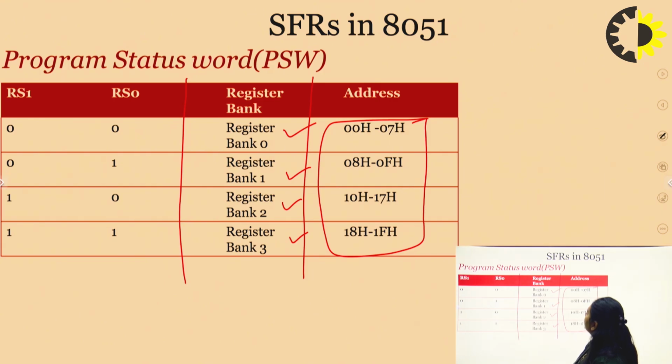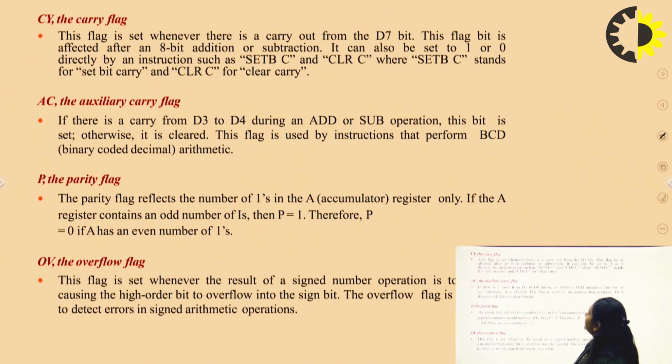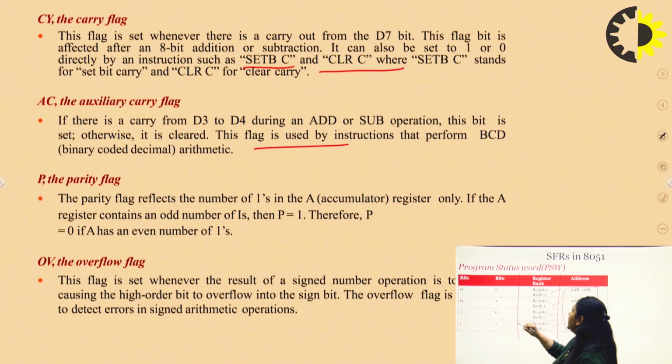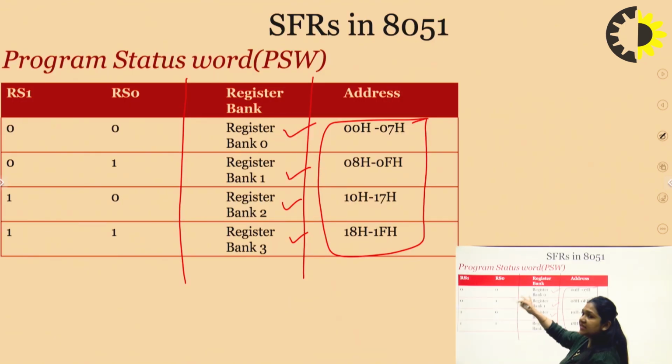This is the program status word. This is the description for all the flags. If the carry flag is 1, that means we have to set it. If the carry flag is 0, that means we have to clear it. For auxiliary carry, if it is 1, that means there is a carry. If this bit is 0, that means there is no carry. RS0 and RS1 are explained here.